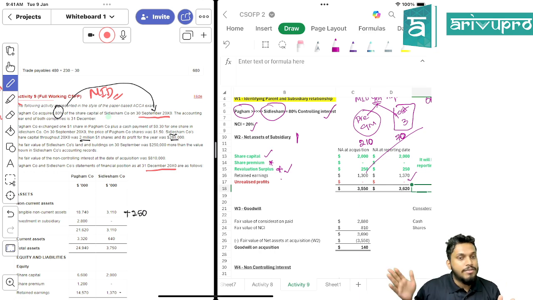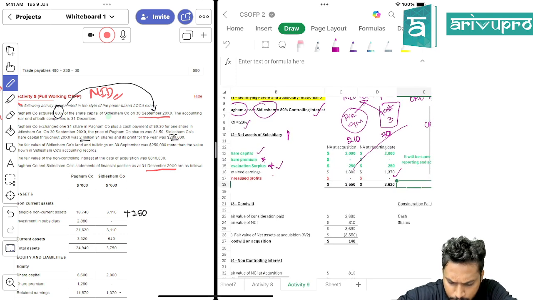Yet again, I'll explain. You didn't purchase it from the beginning. For 9 months, profit is not relevant to us. This 210 is not belonging to us; only 70 is belonging to us. Closing is given, so from closing, if you deduct the profits belonging to you, you will get the opening retained earnings. Simple as that. Right, so we are done with our working 2.